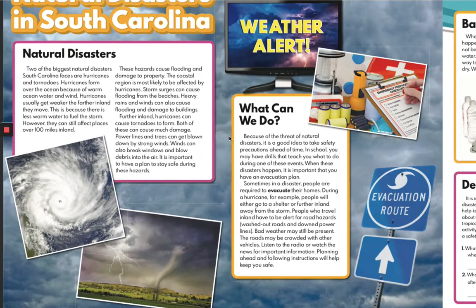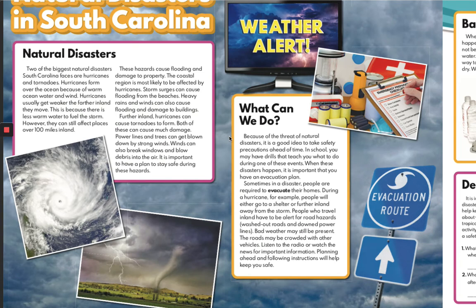What can we do? Because of the threat of the natural disasters, it is a good idea to take safety precautions ahead of time. In school, you may have drills that teach you what to do during one of these events. When these disasters happen, it is important that you have an evacuation plan. Sometimes in a disaster, people are required to evacuate their homes. During a hurricane, for example, people will either go to a shelter or further inland away from the storm. People who travel inland have to be alert for road hazards, like washed out roads and downed power lines.